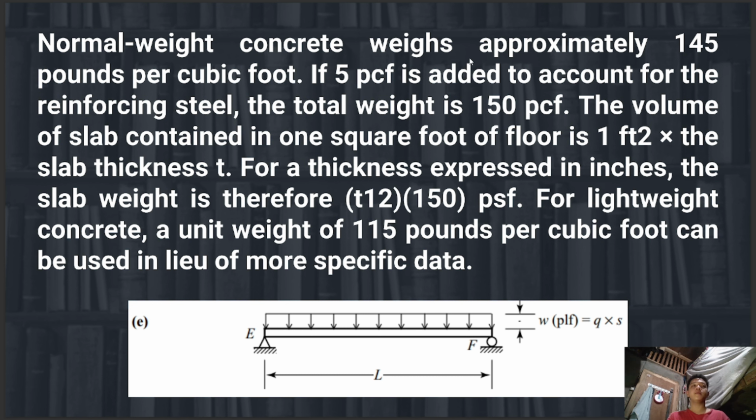So normal weight concrete weighs 145 pounds, then we account for the 5 pounds per cubic foot of reinforcing steel. So it becomes 150 PCF.